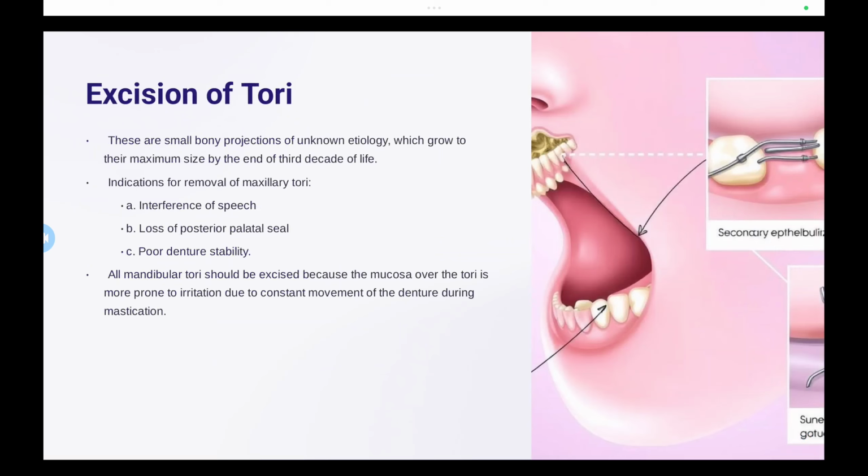Now, tori. Tori is the bony enlargement or excessiveness of the bony part, excision of tori. These are small bony projections of unknown etiology which grow to their maximum size by the end of the third decade of life. Indications for removal of maxillary tori are interference of speech, loss of posterior palatal seal, poor denture stability. All mandibular tori should be excised because the mucosa of the tori is more prone to irritation due to constant movement of the denture during mastication.